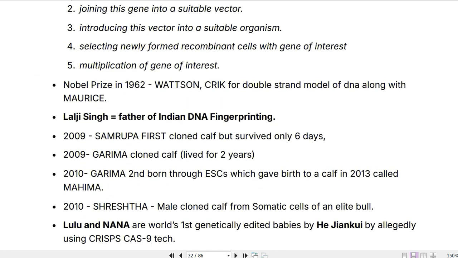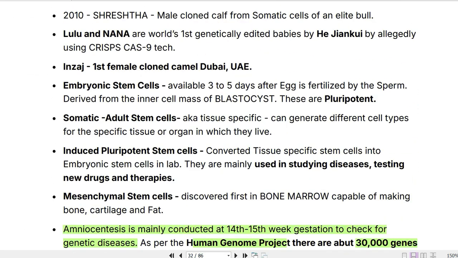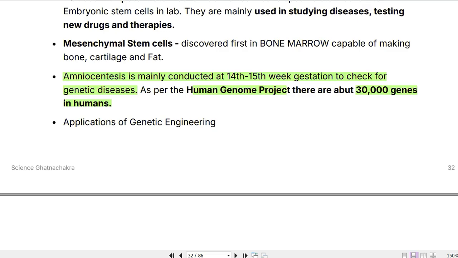Okay, so we had done up till this point, that is amniocentesis, that is mainly conducted. It is a kind of scan, a kind of CT scan where you are able to check for genetic diseases during the 14th or 15th week of gestation, to check for genetic diseases that may be developing in the baby fetus. Okay, so that is called the amniocentesis, which is done in the 14th or 15th week of gestation.